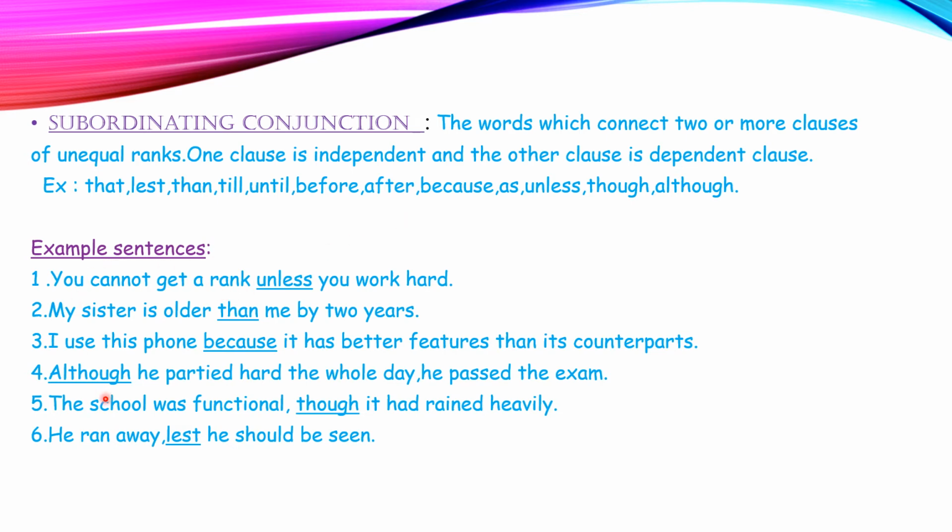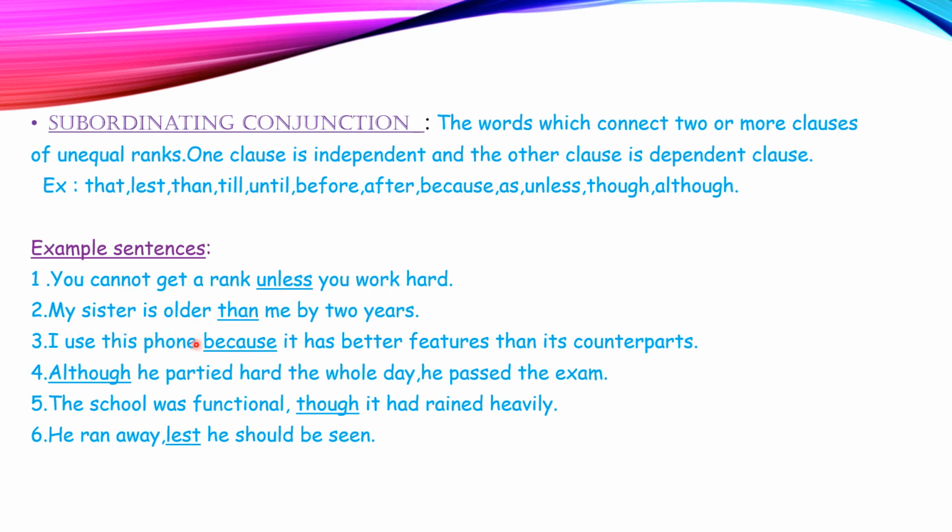We have a few sentences here. You cannot get a rank unless you work hard. Here the person has to work hard in order to pass the exam or secure a rank in the exam. Unless and until he works hard, he cannot clear the examination or get a rank in the exam. This is almost similar to relative conjunction, which we discussed a few minutes back.